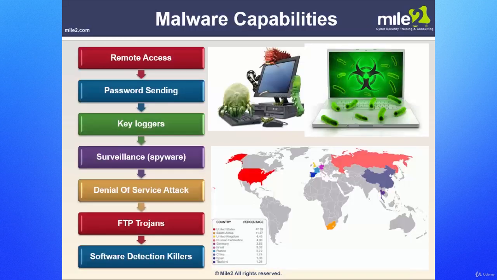Obviously, some of the malware capabilities that we have is remote access, and sometimes they're called remote access Trojans, also called RAT. We also have password sending that we can do, keyloggers, obviously, surveillance as spyware, denial of service attacks as in your DoS attacks, and when it comes to the use of botnets, right, using bots and zombies, of course, distributed denial of service attacks. And we also have file transfer protocol Trojans as well, and software detection killers, which will actually take out your antivirus and also disable your firewalls. Pretty sweet thing, right?